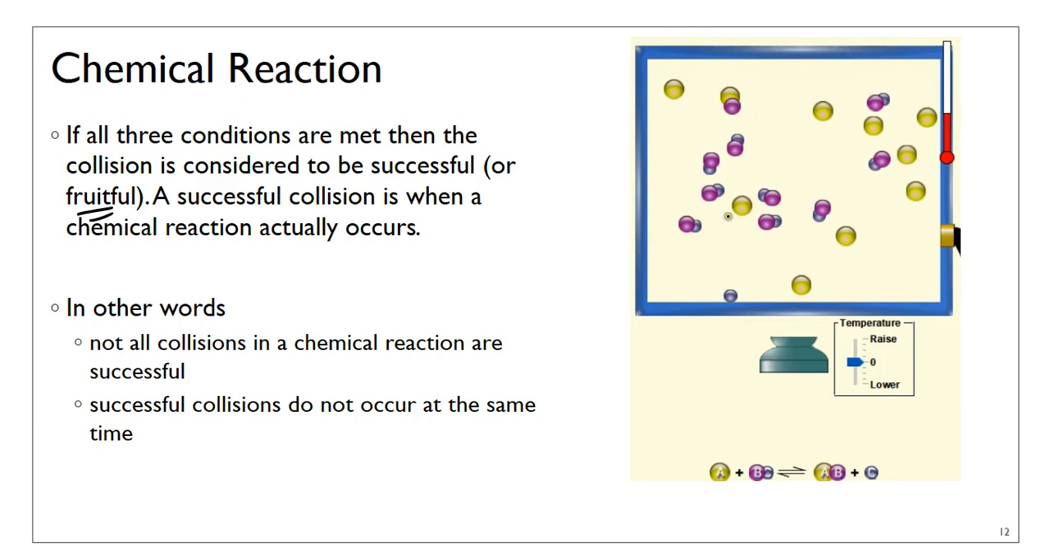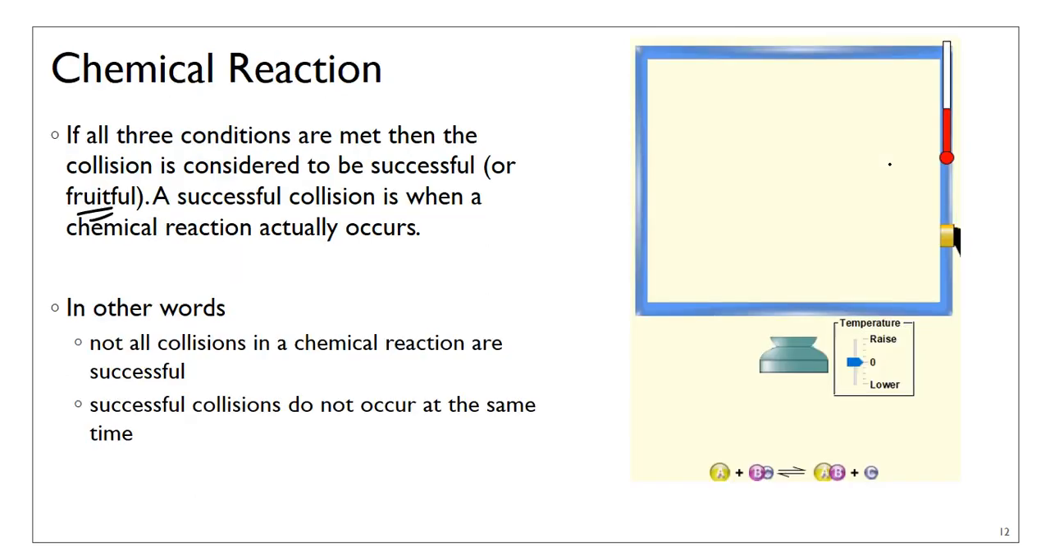So when I stop here, you already see there is one product, but the rest of the collisions are still not successful yet. So things take time, and that's why we have to study reaction rate, because you need to know whether the amount of time that it takes to have a chemical reaction is feasible in real life. I think that's it. Yeah, that is it for this.